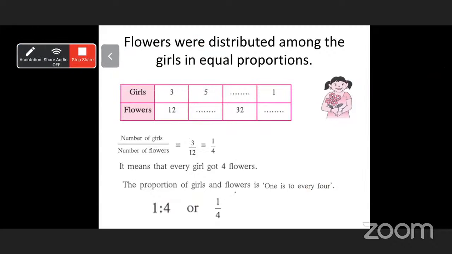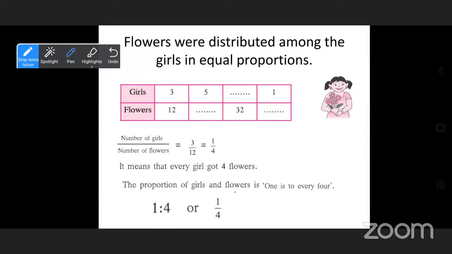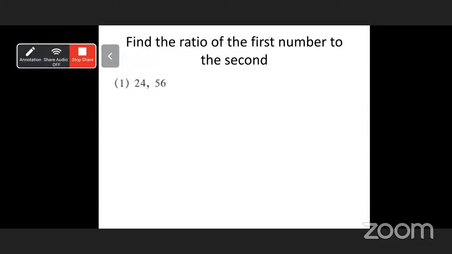And this proportion can also be written in the form of ratio, that is in the form of fraction 1 by 4. 1 represents the number of girls, and 4 represents the flowers. Okay, so we'll solve some questions based on this.